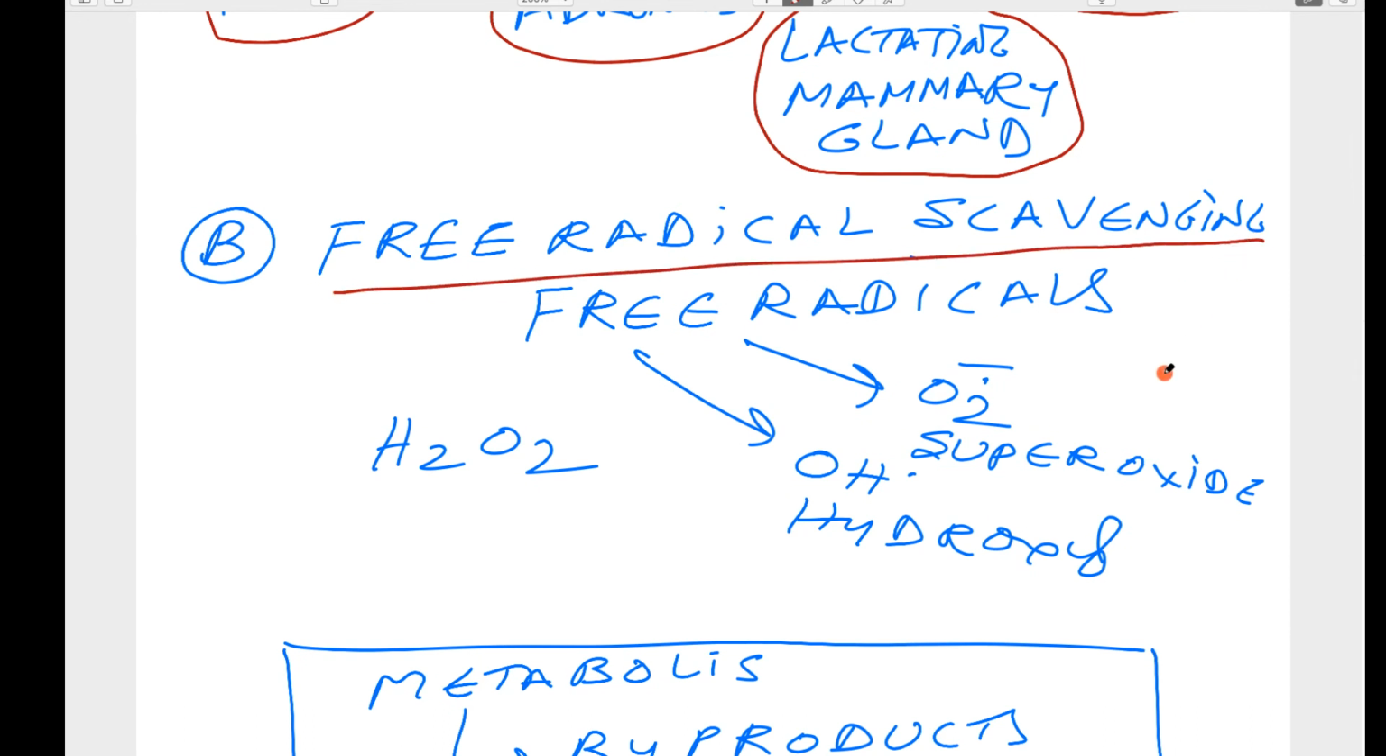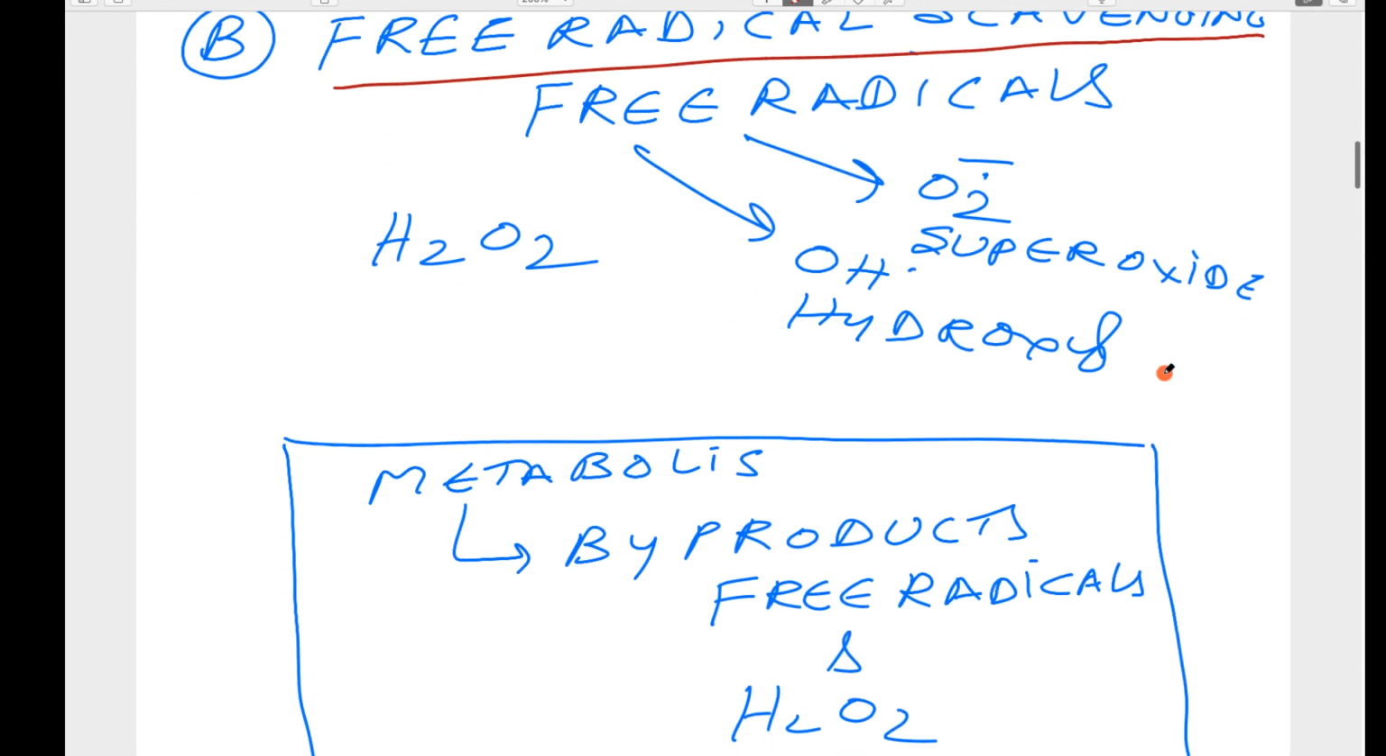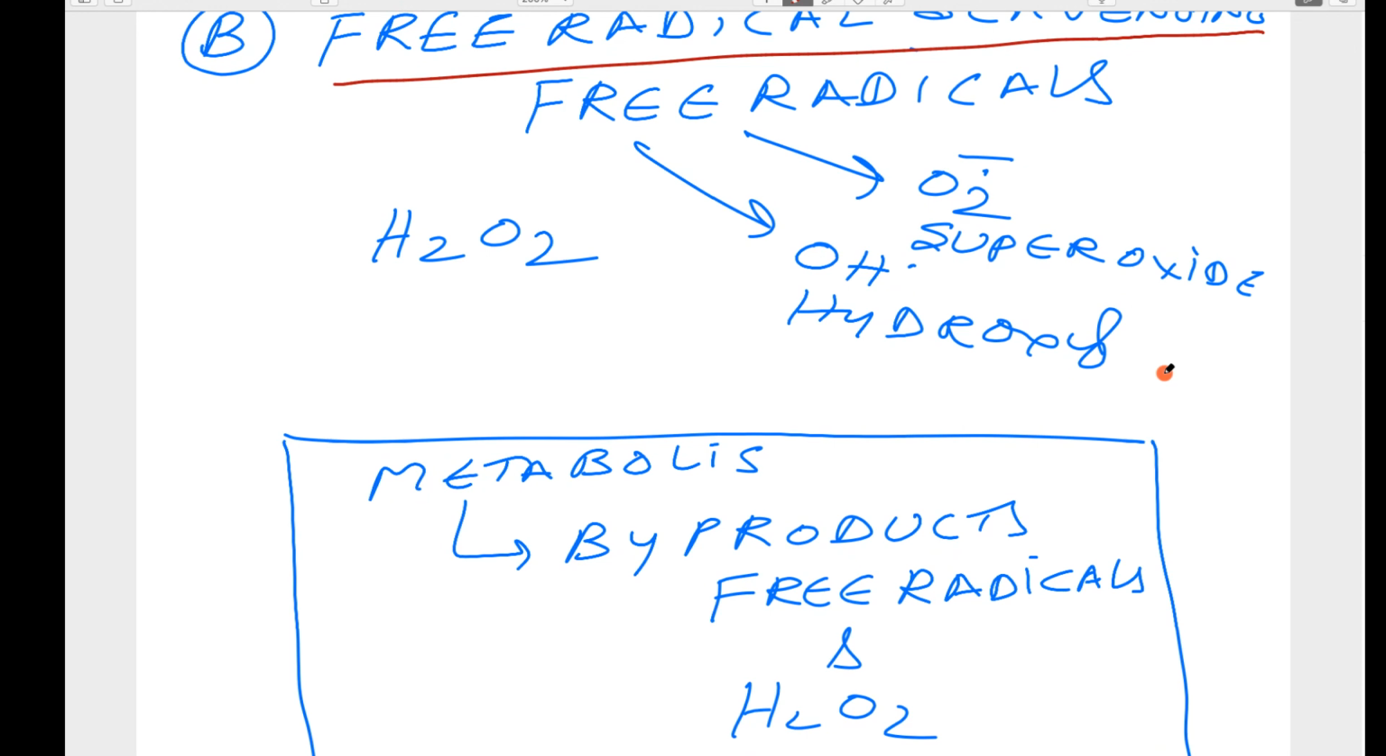The next one we talked about is free radical scavenging, removal of free radicals. We said that an atom or molecule having an unpaired electron is highly active and can damage other cells. Such free radicals are the superoxide radical and the hydroxyl radical, and the non-radical is H2O2.